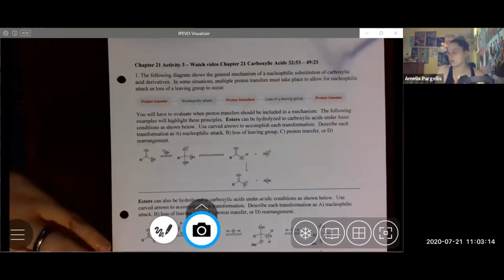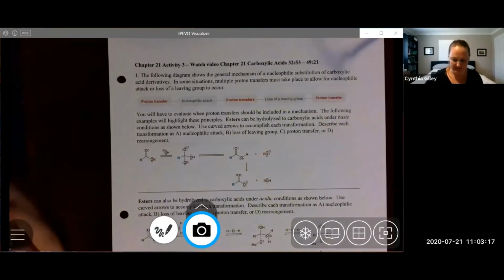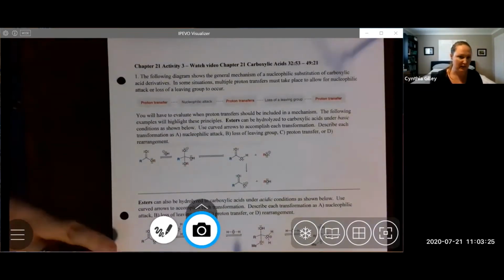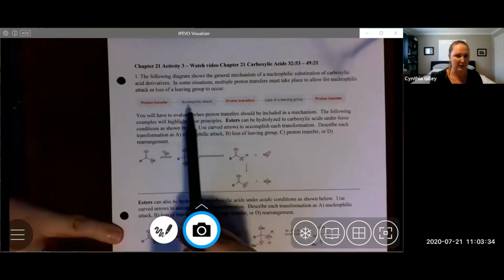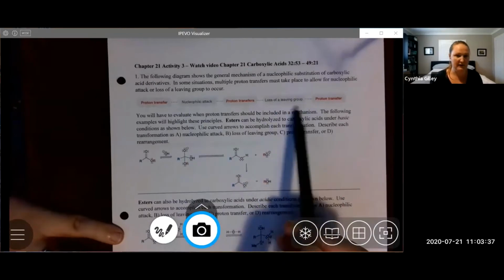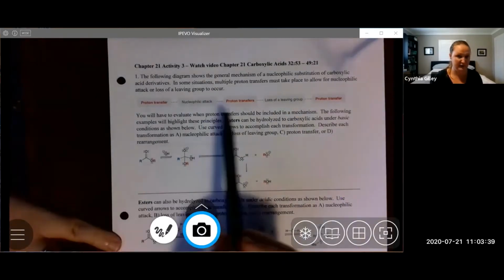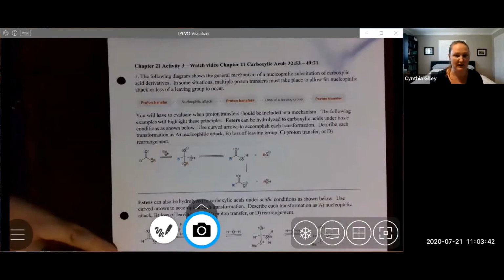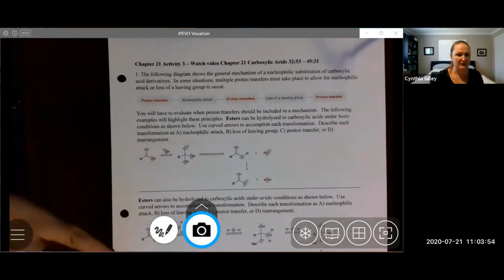So we're doing activity 3, and it talks about our generic mechanism sequence, right, where we're doing nucleophilic acyl substitution reactions. At a minimum, we need a nucleophilic attack on the carbonyl carbon, and then loss of a leaving group. And then sometimes there are other proton transfers, either prior, in the middle, or at the end of those required steps. And so it's going to be our job to determine when those are necessary and when they're not. And the proton transfers, I mean.